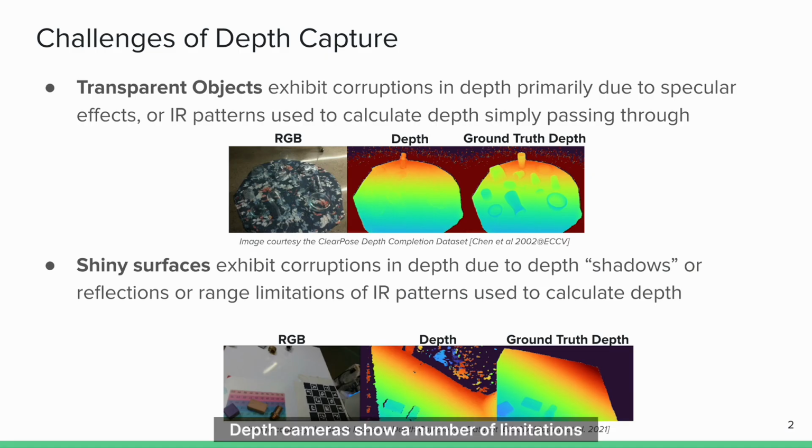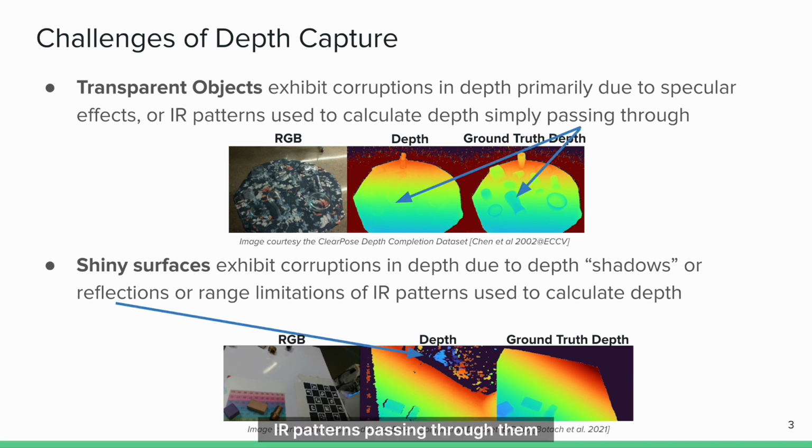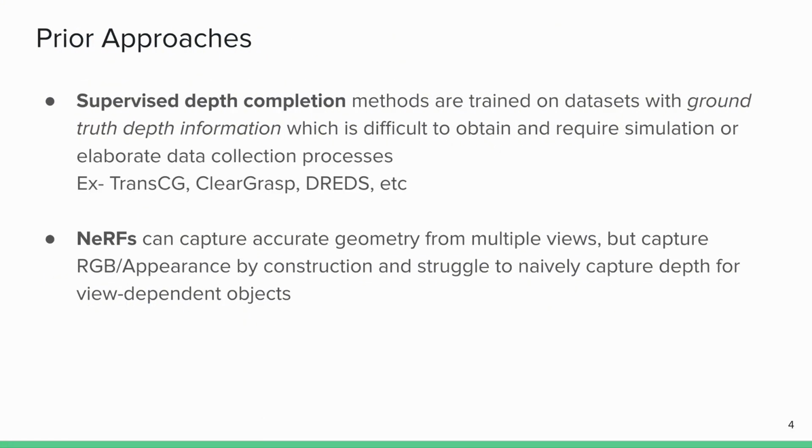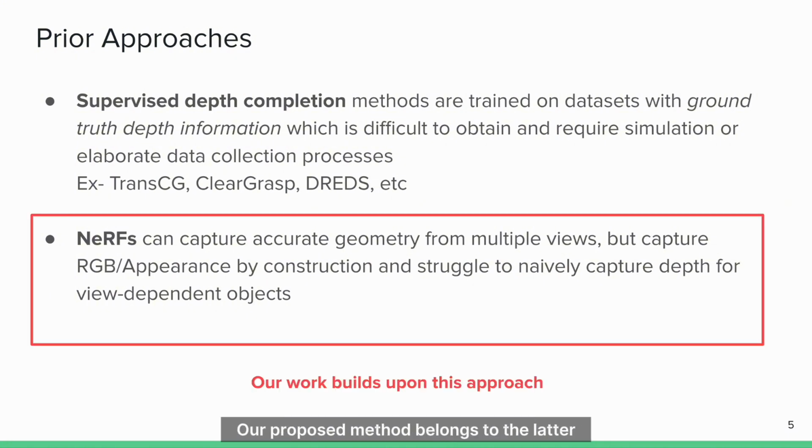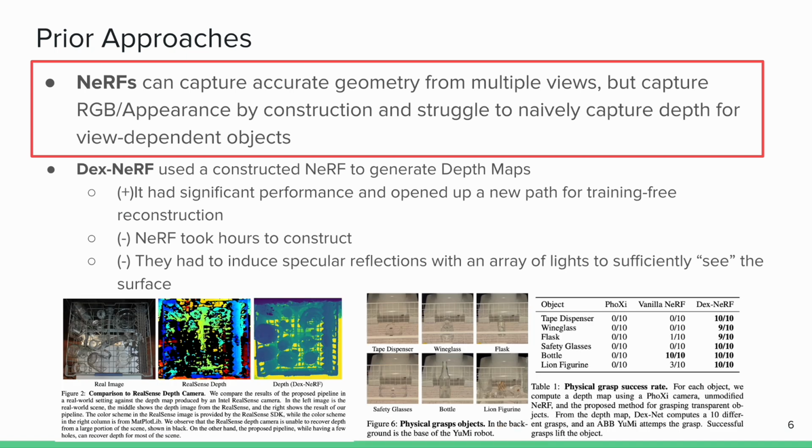Depth cameras show a number of limitations during the capture of depth of transparent objects due to their specular effects, IR patterns passing through them, or reflections off shiny surfaces. We categorize prior approaches to complete or estimate these missing or corrupt depth values into two kinds: supervised depth completion methods, which are trained on ground truth depth information that must be acquired, and NeRF-based approaches that do per-scene estimation from multiple views. Our proposed method belongs to the latter.